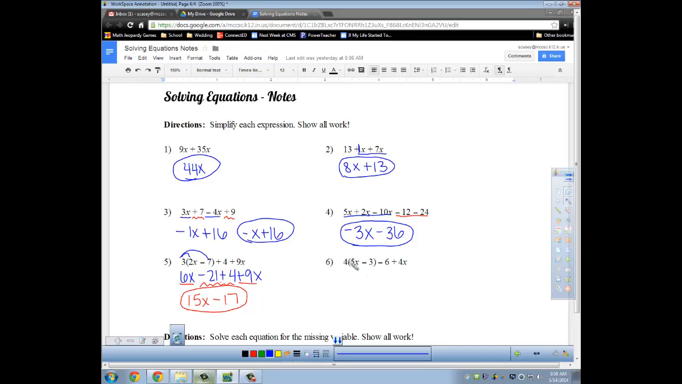Number 6, a little bit of distributive property again. 4 times 5x is 20x, then minus 4 times 3 is 12, minus 6 plus 4x. Combine our like terms, we have a 20x plus 4x gives us 24x. Negative 12 minus 6 gives us negative 18.